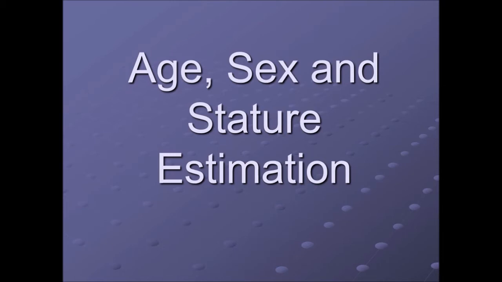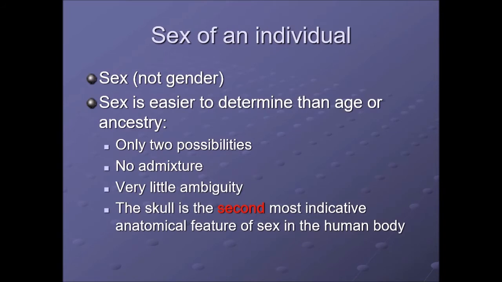Now we're going to try to put a name on the decedent. Now we're looking at the individual as an individual and trying to figure out who they may have been. The first step to doing that is determining their age, their sex, and their stature. Notice that we said sex, not gender.